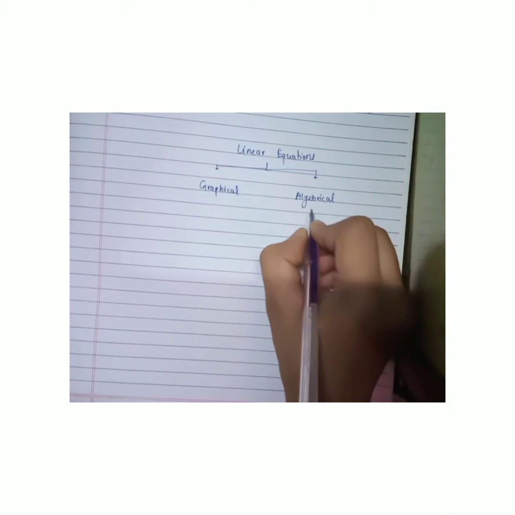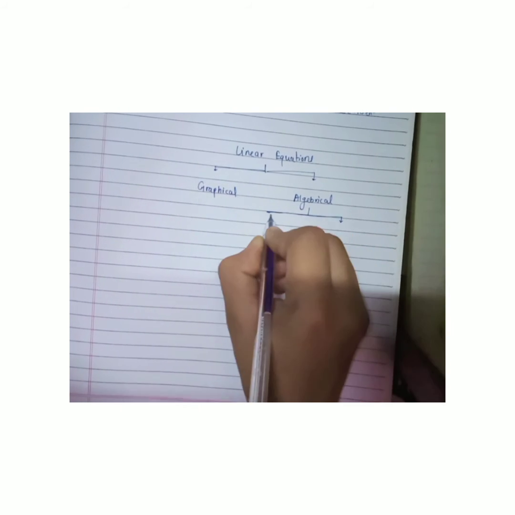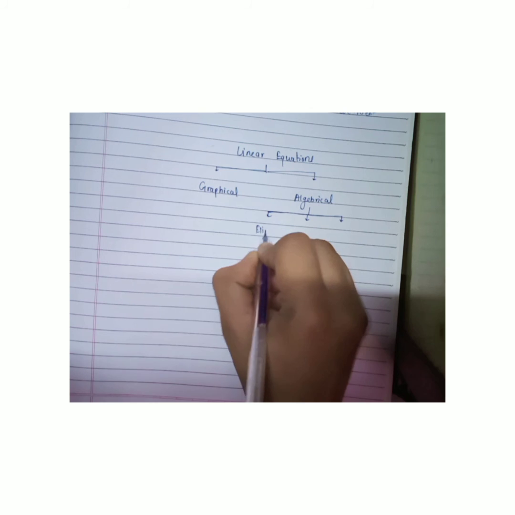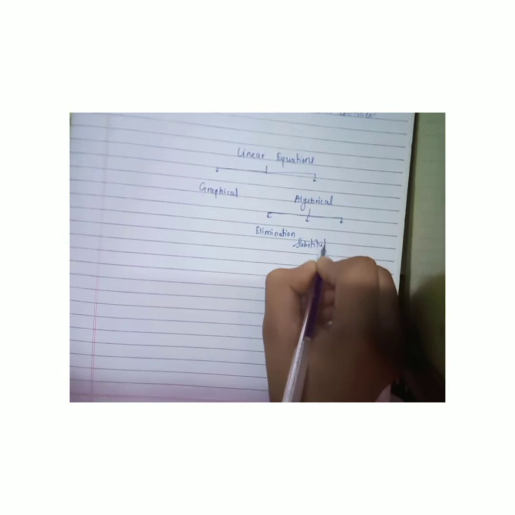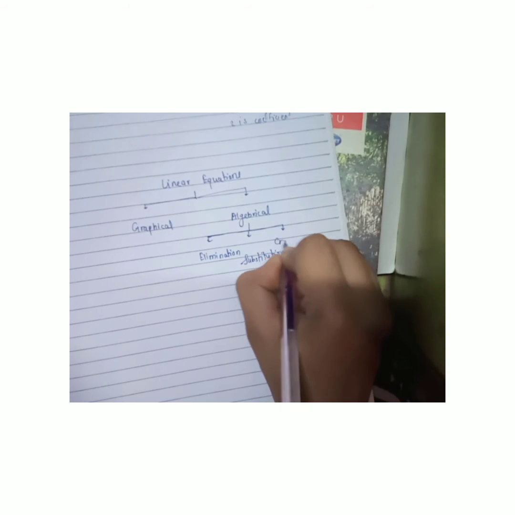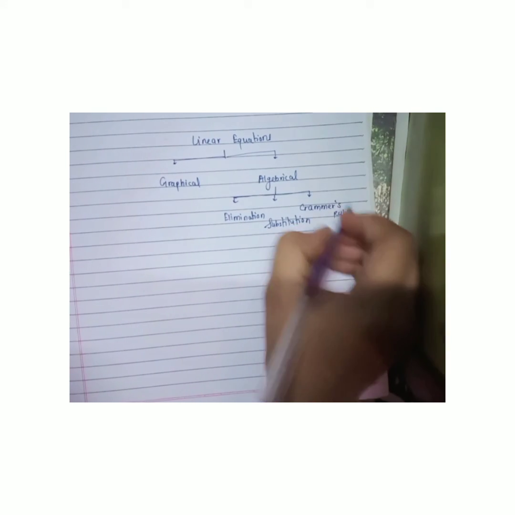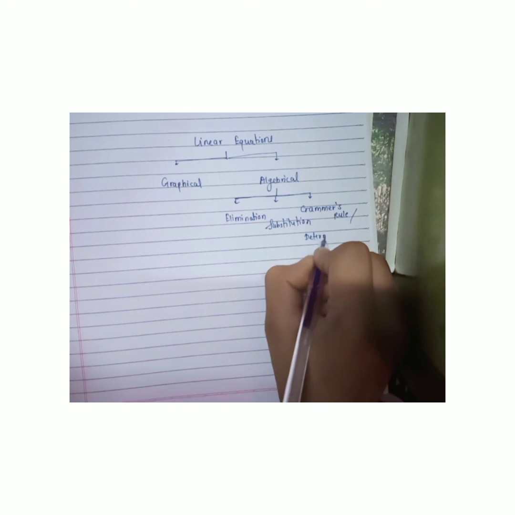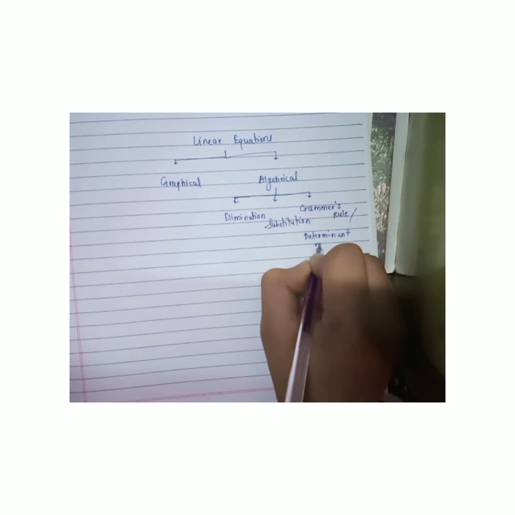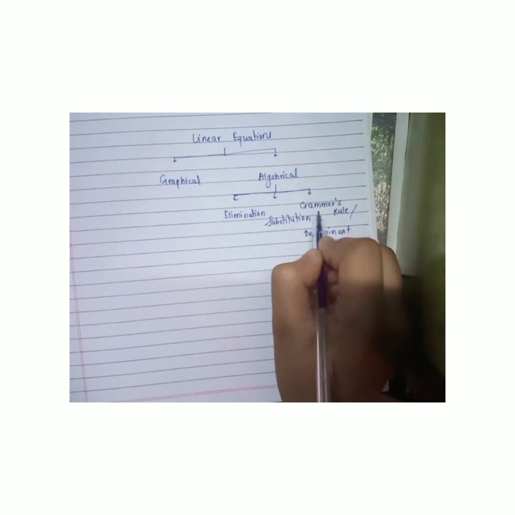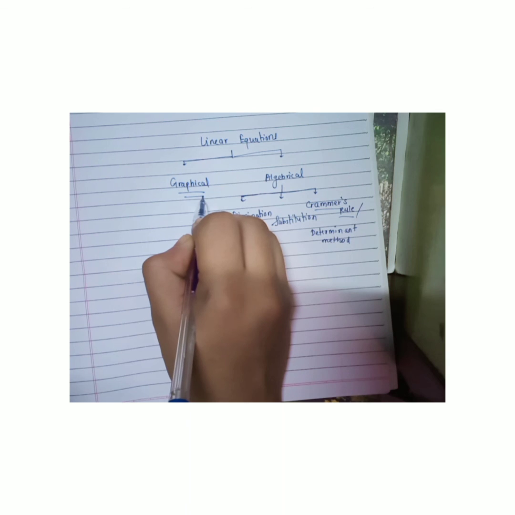And the second is algebraical method. Algebraical method has three ways to solve this one. The first one is elimination method. The second one, substitution method. And the third one is Cramer's rule. This Cramer's rule is even known as determinant method. So last year we have seen what are elimination and substitution method. This year we are going to see this Cramer's rule and graphical method.